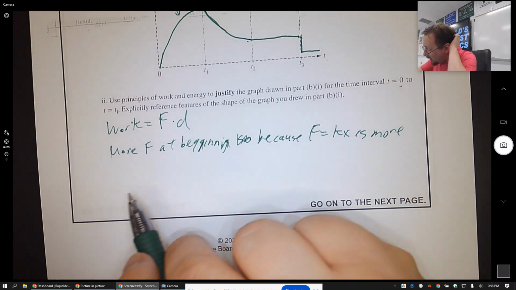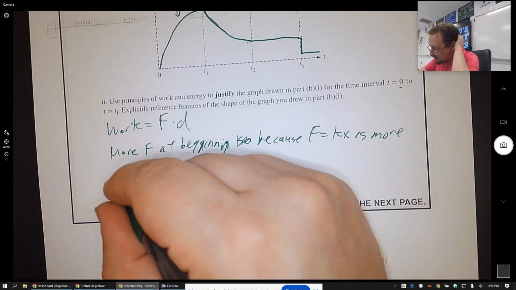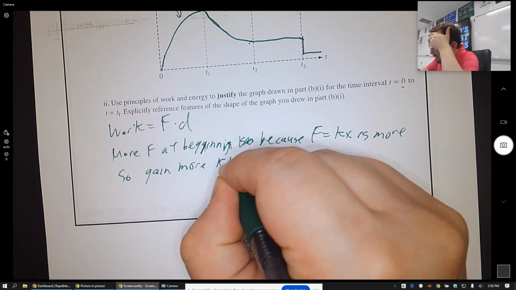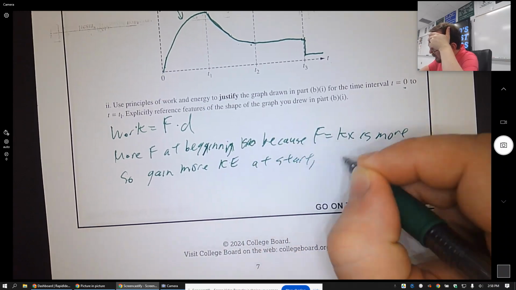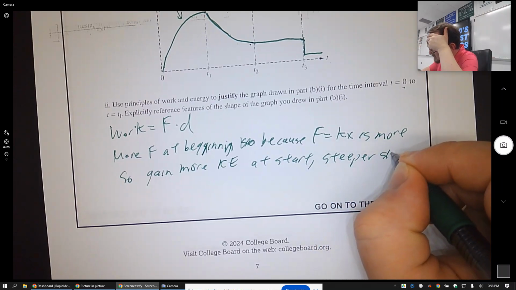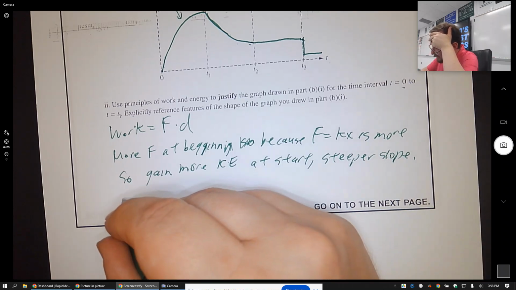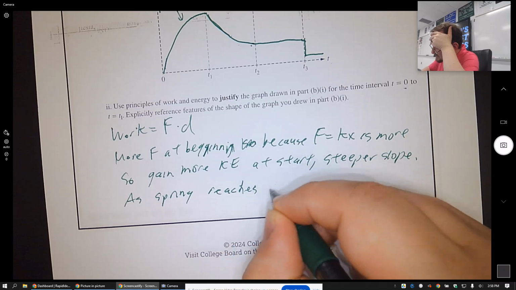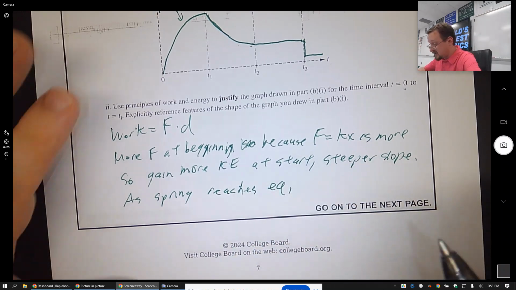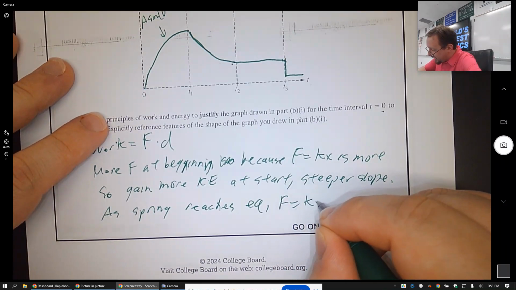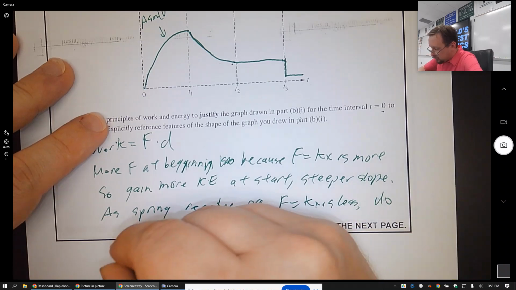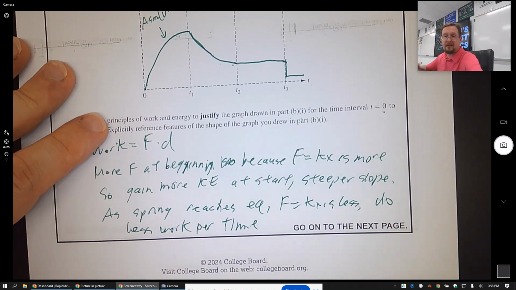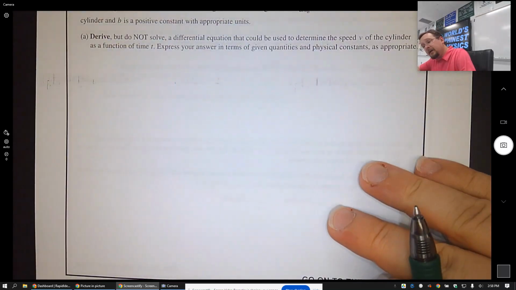Okay, so what do I want to say then? I want to say, so you're going to gain more kinetic energy at the start. So there's a steeper slope, okay? And then I might say, as the spring reaches equilibrium, F equals KX is less. You do less work per time or something like that. All right.